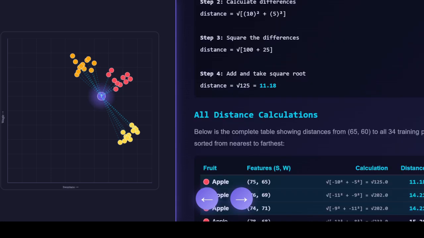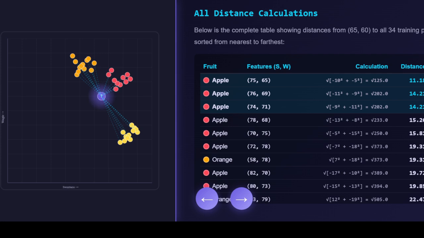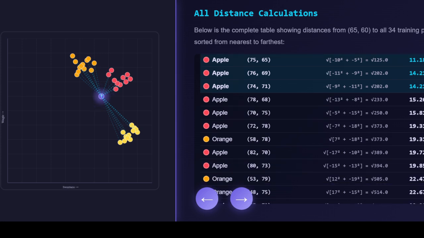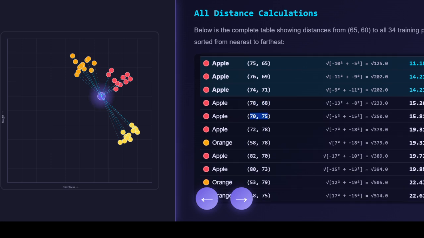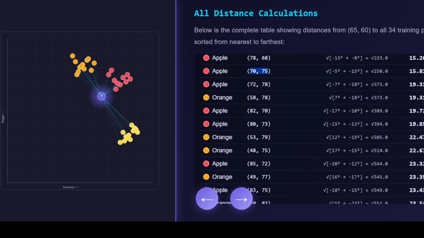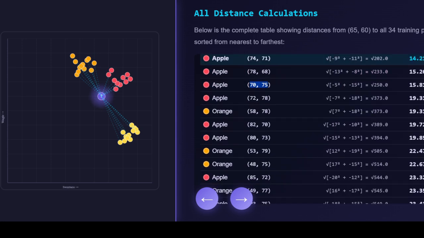Let us check whatever the total points are there, all the training points which have been given with corresponding features: sweetness of the fruit and weight of the fruit. You can see the training points, sweetness and weight: 75, 65, 76, 69, 74, 71, 78, 68, 70, 75. Likewise, for all the training data points, we have corresponding coordinates of sweetness and weight of the fruit.